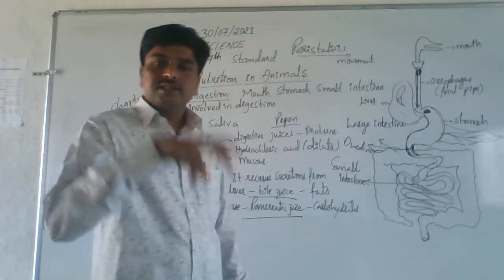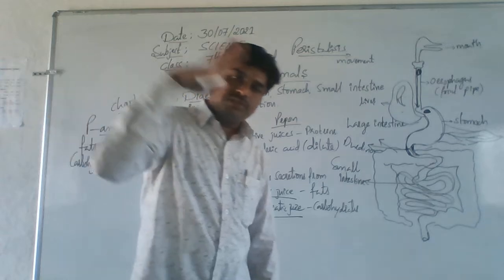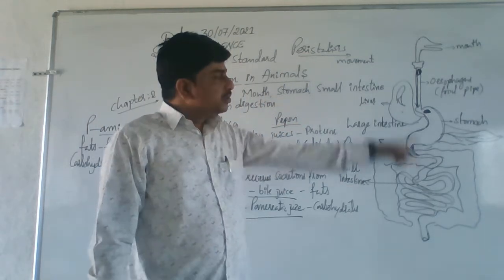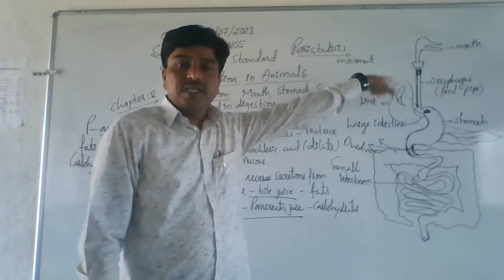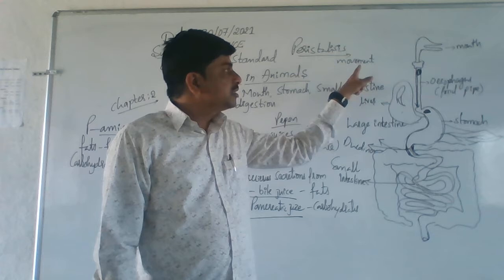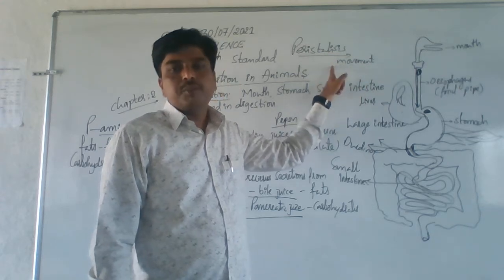This contraction and relaxation of the food pipe pushes the food in a downward direction to the stomach. The movement of food particles in our esophagus, or food pipe, is called peristalsis movement. Very important point.